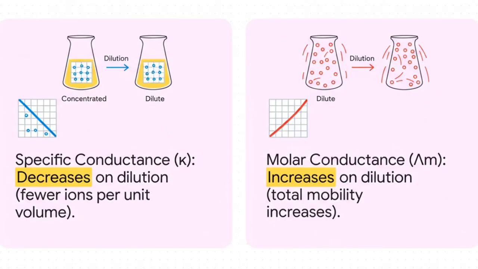Now, here's a part that can be a little tricky but is a super common exam question. What happens when you dilute a solution? Well, the specific conductance actually decreases. Why? Because you have fewer ions in the same amount of space. But, and this is the important part, the molar conductance always increases with dilution. This trend is a favorite for graph-based questions.